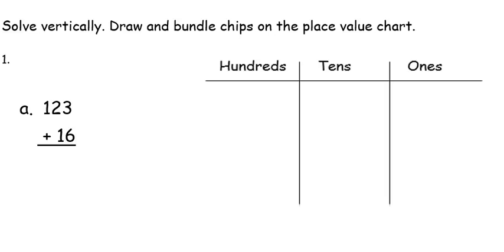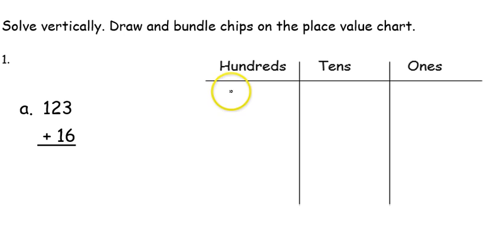This tutorial is for 3rd grade, Module 2, Lesson 15C. In this lesson, we're going to use the place value chart to help us add numbers vertically. The directions say solve vertically, draw and bundle chips on the place value chart. I have the numbers 123 and 16. I'm going to show them on the place value chart and show how that chart can help us add those numbers vertically. I'll begin by showing 123.